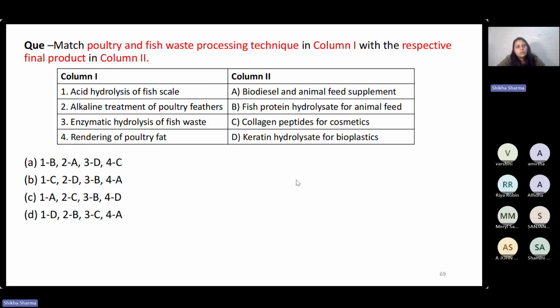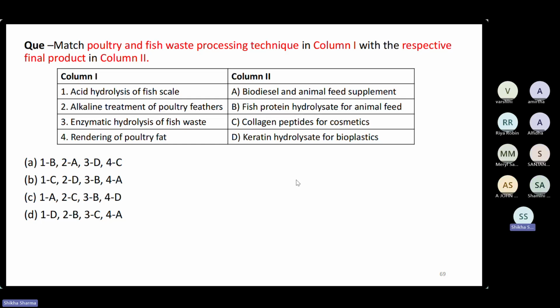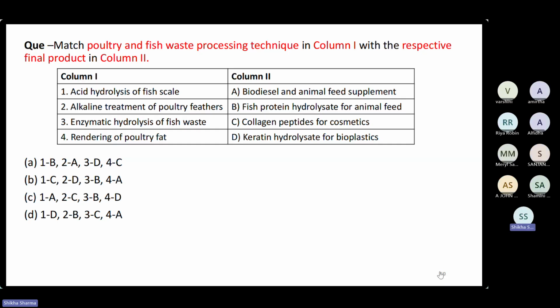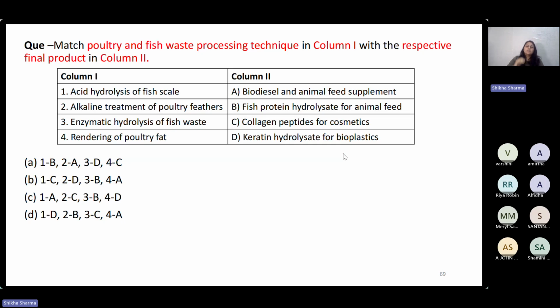Okay, let's discuss this question. In column 1, we have poultry and fish waste processing techniques like acid hydrolysis of fish scales, alkaline treatment of poultry feathers, enzymatic hydrolysis of fish waste, and rendering of poultry fat. In column 2, we have the respective products we get after this treatment: biodiesel and animal feed supplement, fish protein hydrolysate for animal feed, collagen peptides for cosmetics, and keratin hydrolysates for bioplastics. Would anyone like to answer this question? We need to match column 1 with column 2 here.